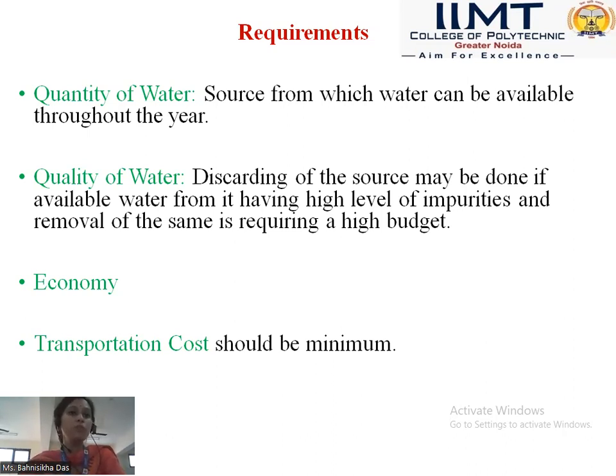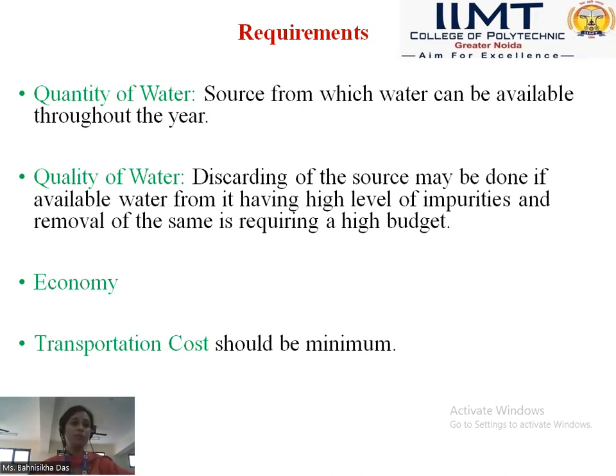So we will also have to check whether the quality is sufficient to meet the demand, because it plays an important role in economy as well. If the quality is not good, we have to go for a higher degree of treatment, which will require a higher budget or higher economy. So these two things need to be taken care of. First one is the quantity, that we are getting sufficient quantity from the source or not, and then we will also have to see that we are getting the good quality from that source or not, as per the requirement or as per the demand.